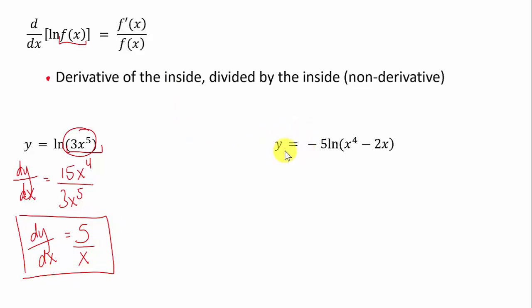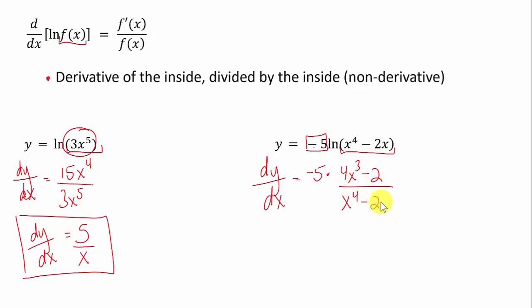Okay, let's look at another example. The derivative of y, again, we're going to write dy dx, or you could write y prime. And here we have this negative 5 on the outside, and that's negative 5 times this, so that's just going to get multiplied. And then when we take the derivative of the natural log of x to the 4th minus 2x, we're going to take the derivative of the inside, which is going to be 4x cubed minus 2, divided by everything that's on the inside exactly like you see it. So x to the 4th minus 2x.